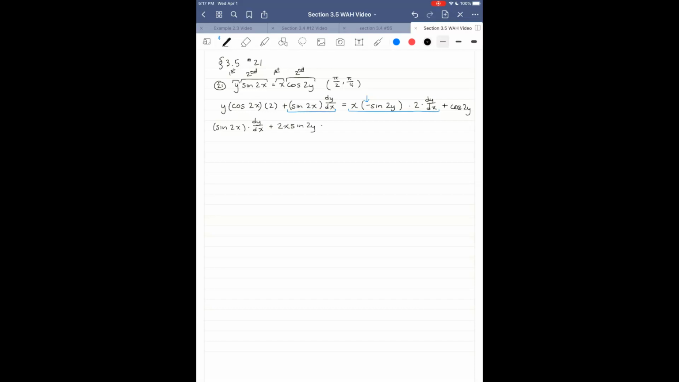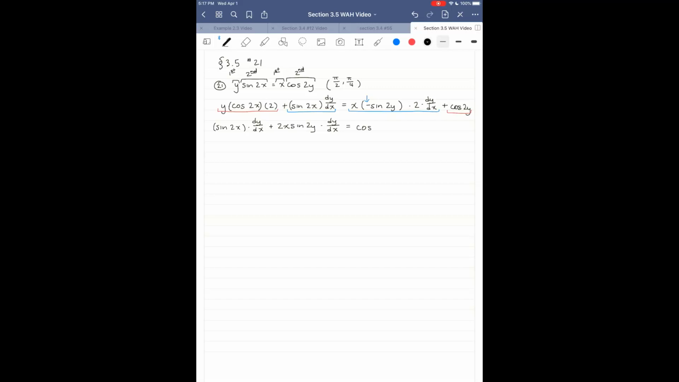So I'm going to be adding 2 times x times the sine of 2y times dy/dx. And I'll just stare at it again for a minute and make sure I didn't forget anything. I have the dy/dx, I have the 2, I have the sine 2y, and I have the x.